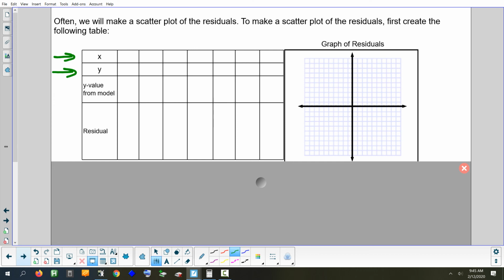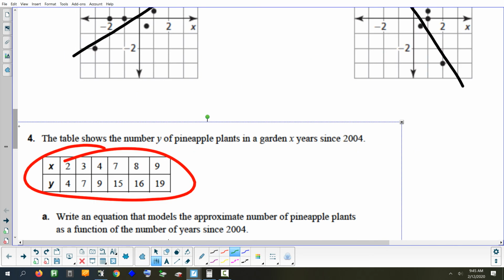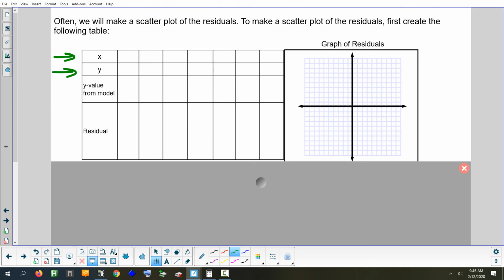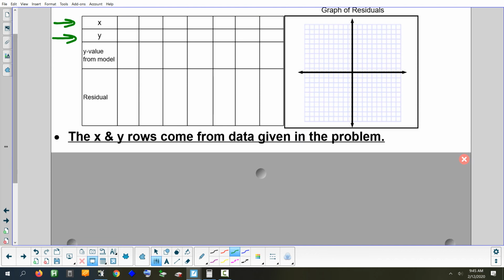Those 2 rows right there are like these 2 rows from a table. So you're always going to be given the first 2 rows. You have to figure out these other rows, and I'm going to show you guys how to do it. On the first bullet, the X and Y rows come from the problem. You don't have to fill anything in for the first 2. That's what that bullet's saying.